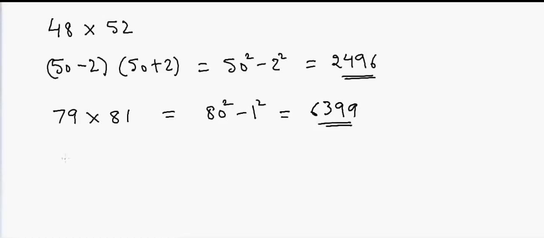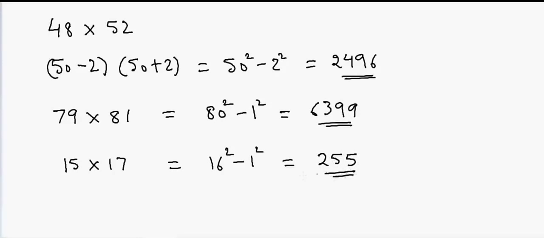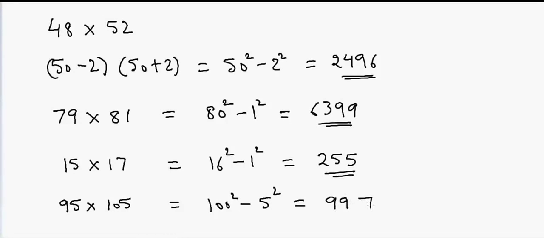Suppose we have to do 15 into 17, in that case it will be equal to 16 square minus 1 square. That's equal to 255. Another example is 95 into 105. Here it will be equal to 100 square minus 5 square. So that gives me 9975.